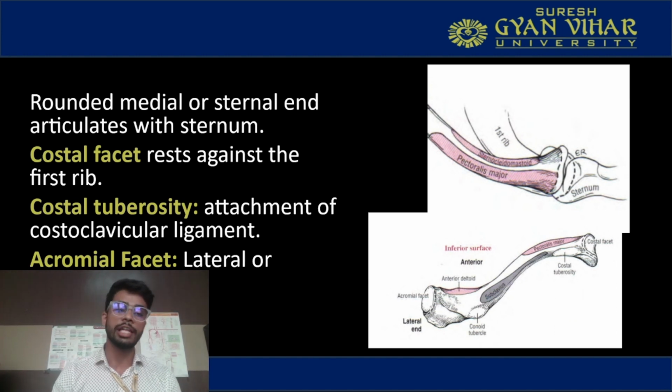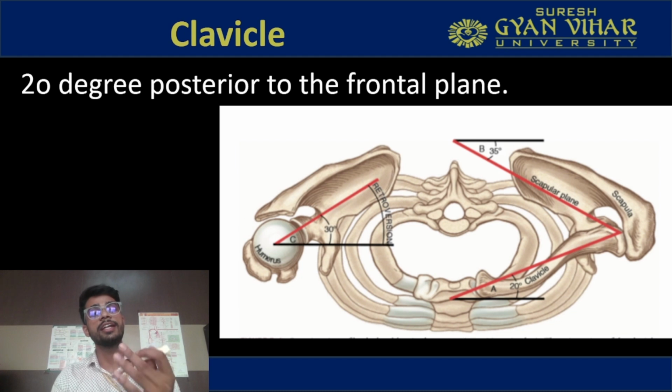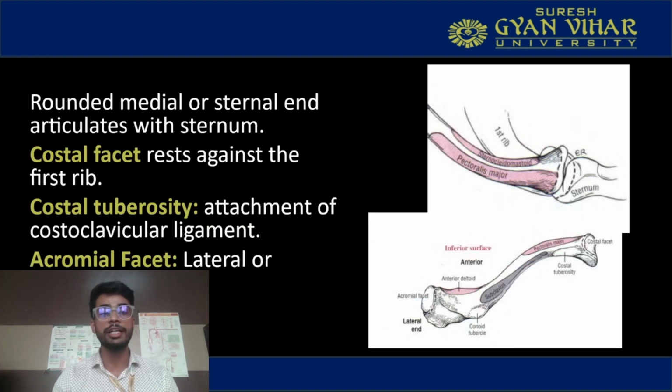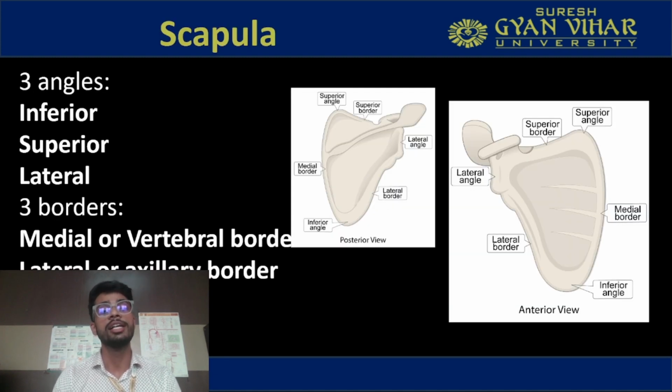So these are the osteological features we must know in order to study the biomechanics of the shoulder. What are the things we must know about the clavicle? That it is convex medially and concave laterally. It is directed 20 degrees posterior to the frontal plane, and there are three impressions: costal facet, costal tuberosity and acromial facet. There is also the conoid tubercle and trapezoid line, which mark the attachment of the conoid and trapezoid ligaments, parts of the coracoclavicular ligament.